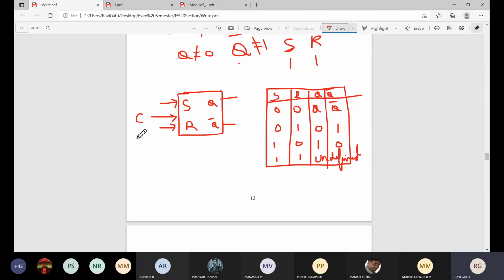If C is equal to 0, then it should not affect your SR latch. Even if you change the values, Q and Q bar should not change. Okay, so this is how I want to design. Such a circuit we are going to call an SR flip-flop, or it is also called a clocked SR flip-flop.